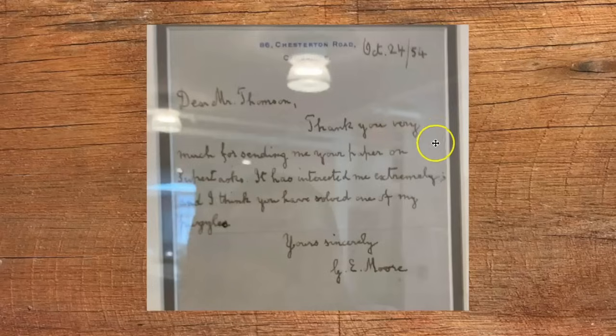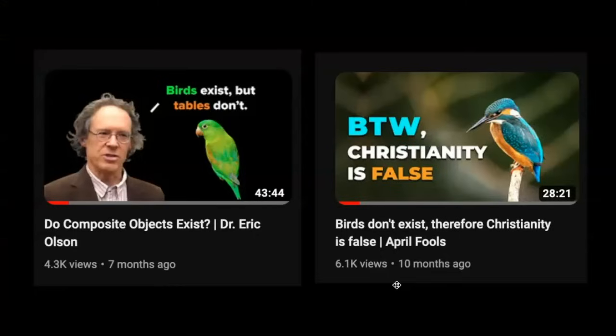Oh, and fun fact, I got to see this handwritten letter from G.E. Moore himself on my prospective visit to MIT, and it was super dope. It's from October 24th, 1954, and it says, "Dear Mr. Thomson," and by the way, that's the person who invented the famous Thomson's lamp paradox, "thank you very much for sending me your paper on supertasks. It has interested me extremely, and I think you have solved one of my struggles. Yours sincerely, G.E. Moore."